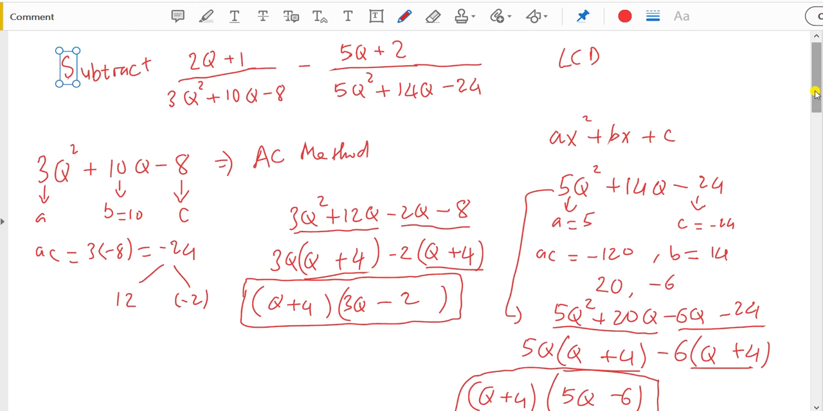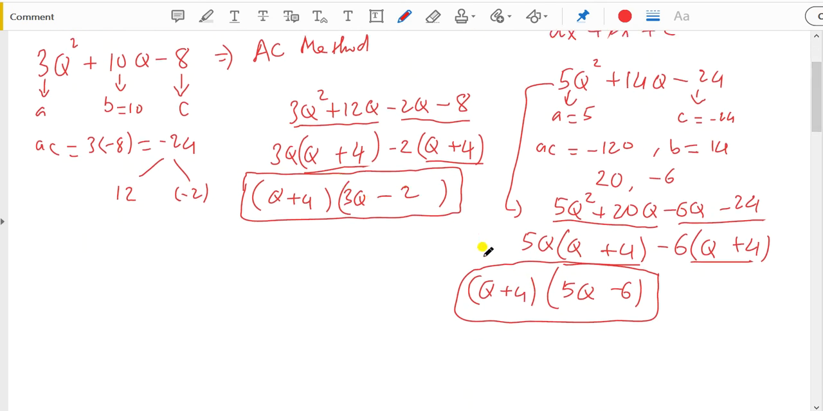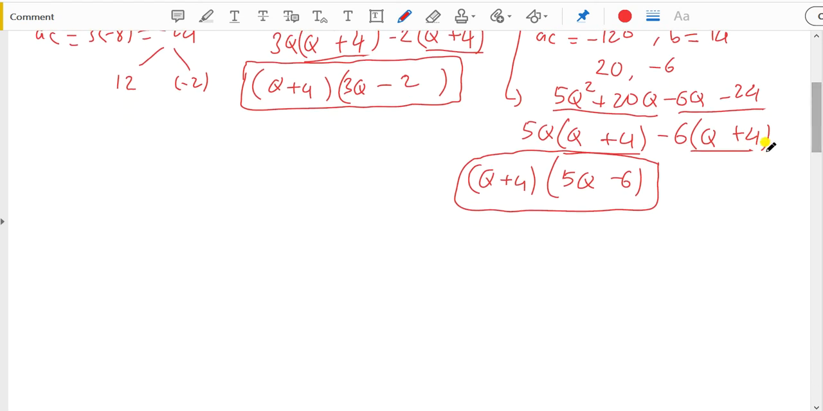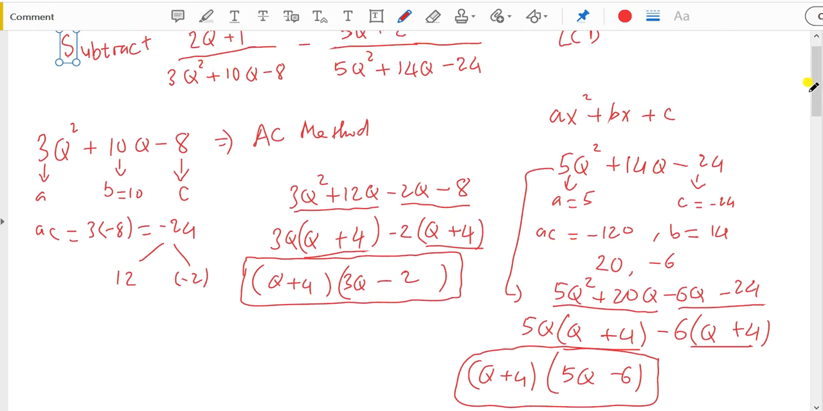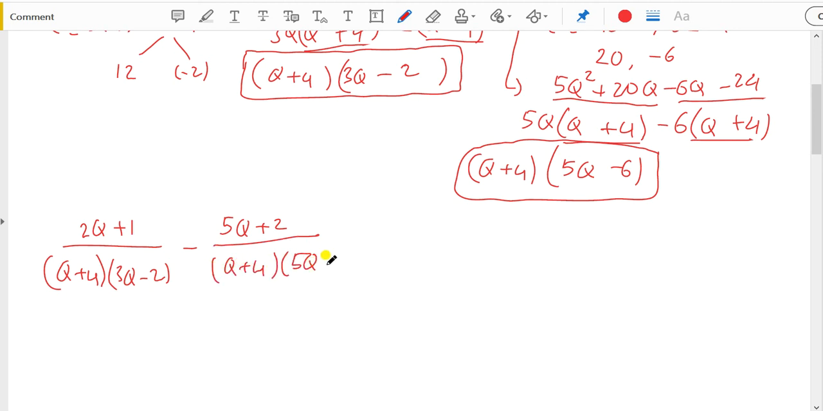Okay, so let's now rewrite the first fraction and the second fraction, the rational expressions, using these two factors. Let me rewrite the subtraction: 2q plus 1 over what I have here. Now I want to write that in this factored form: q plus 4 and 3q minus 2. And then subtract the second one, whose numerator is 5q plus 2, over what we just factored: q plus 4 and 5q minus 6. Now we are already in factored form.